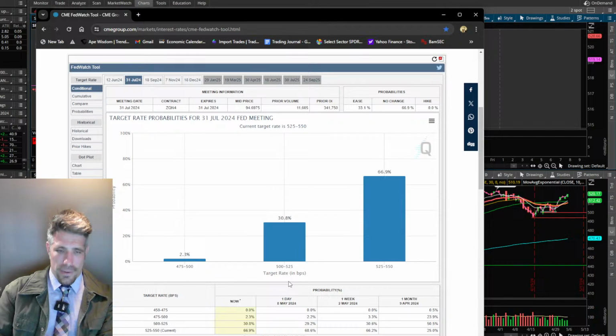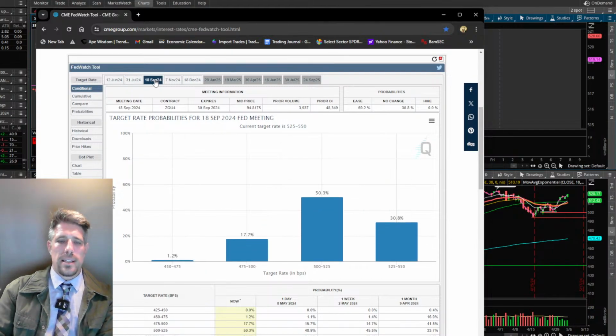In July, we have a 30% chance of that Fed rate cut. But here is where I'm starting to grow conviction. Because in September, not only do we have a 50% chance of a Fed rate cut, but we now have over a 17% chance of 2 cuts, right? By then, they're expecting that we'll be down between 4.75 and 5. So that's a half a point here, okay? That is a beautiful thing to see.